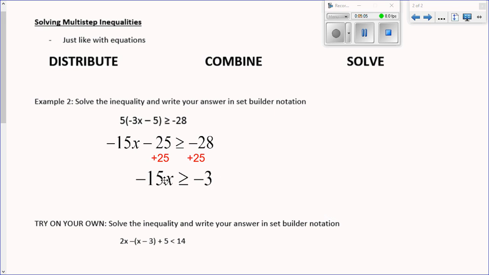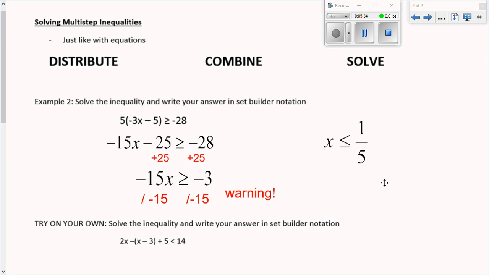Now I got to get rid of this negative 15. Divide both sides by negative 15, which should be a warning for you because you're dividing both sides by a negative number, so you have to flip your sign. So it comes out to be x is now less than or equal to negative 3 over negative 15, which simplifies to be positive 1/5. Okay? Or 0.2 if you really want to use decimal.